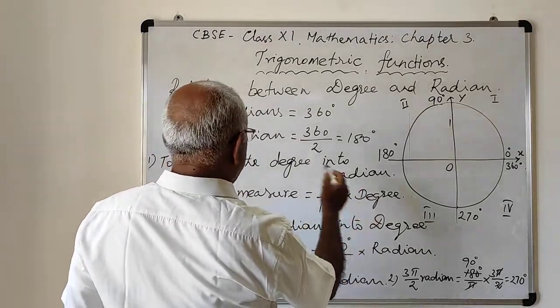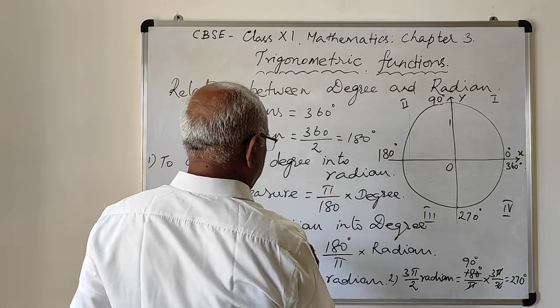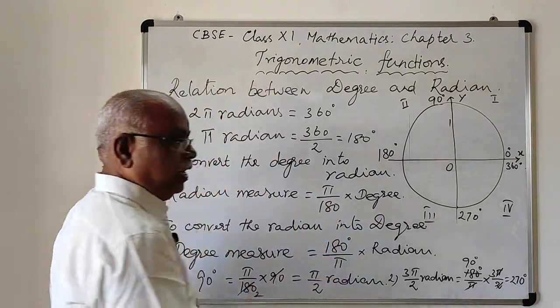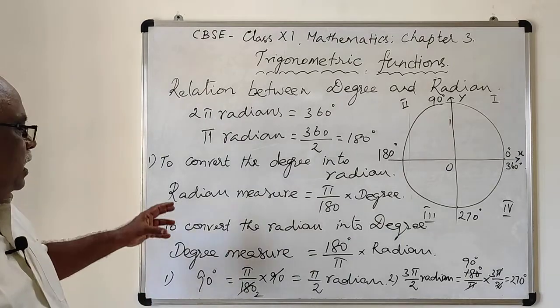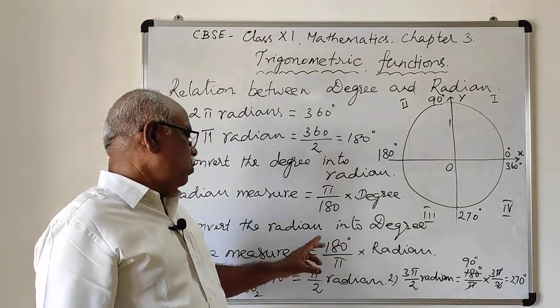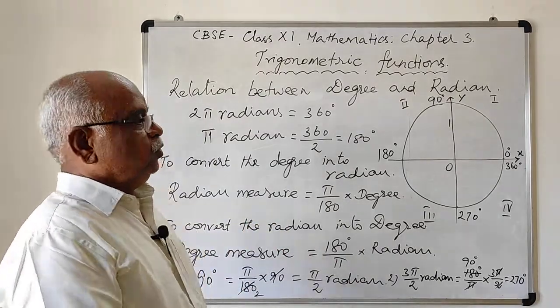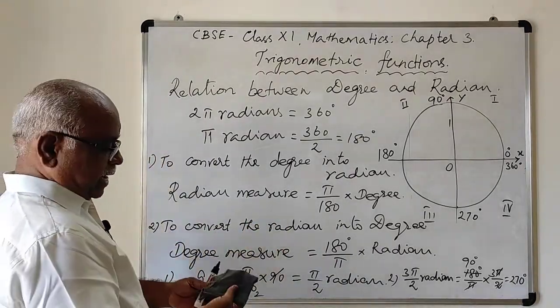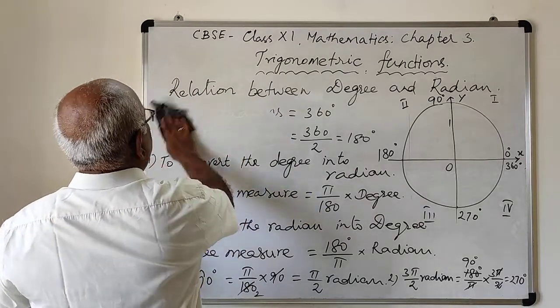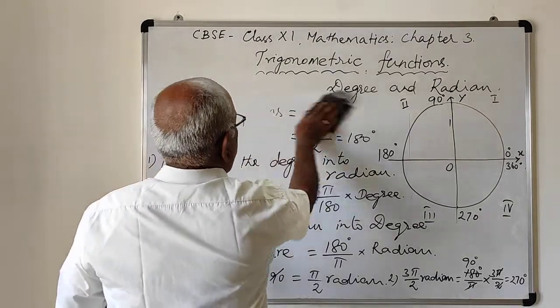To convert degree into radian, you multiply the degree value by pi by 180. Similarly, to convert the radian into degree, you multiply the radian value by 180 by pi. So, using this idea, some more degrees and radians I am going to give now.